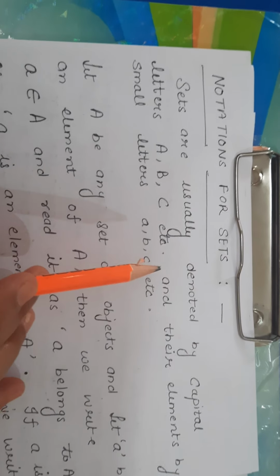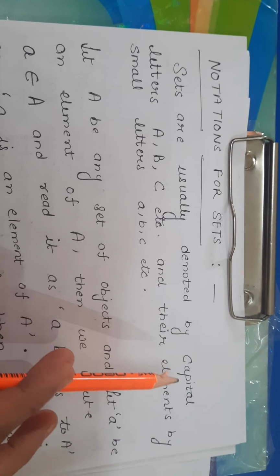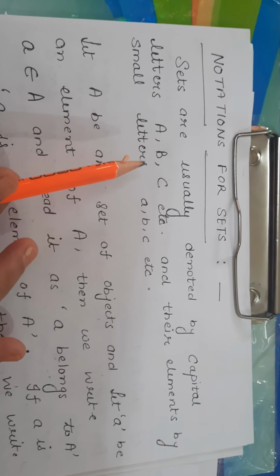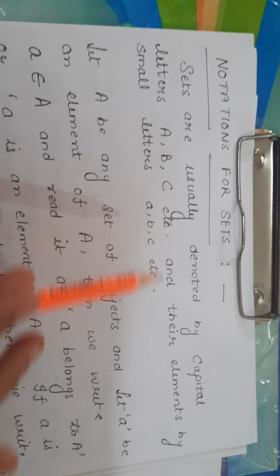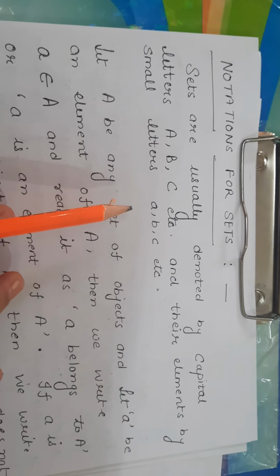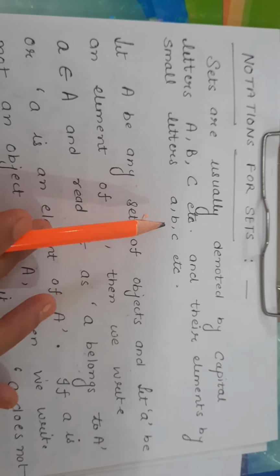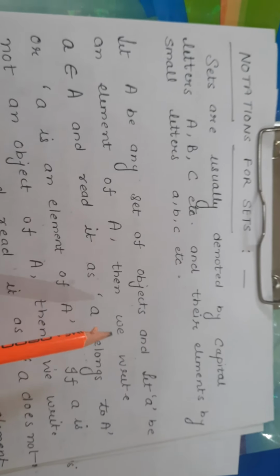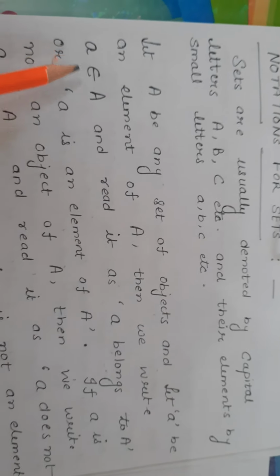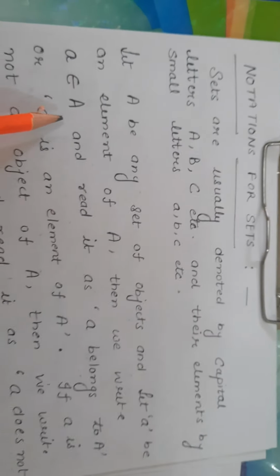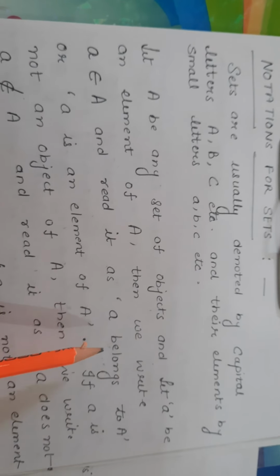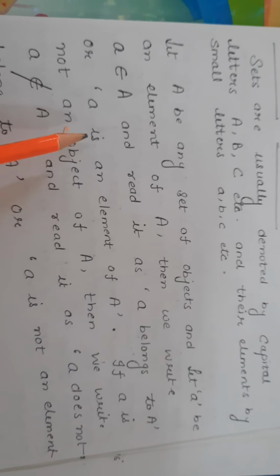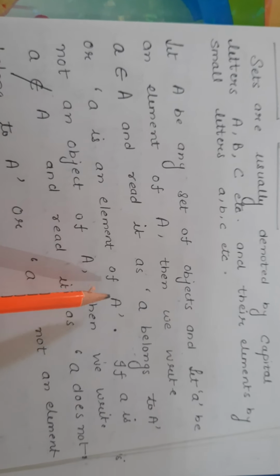Next are the notations for sets. Sets are usually denoted by capital letters, say capital A, B, and C, etc. And their elements are generally denoted by small letters a, b, c. Now let A be any set and small a be any element of set A. Then we'll represent this as a belongs to A. You will read it like this: a belongs to set A, or a is an element of set A.